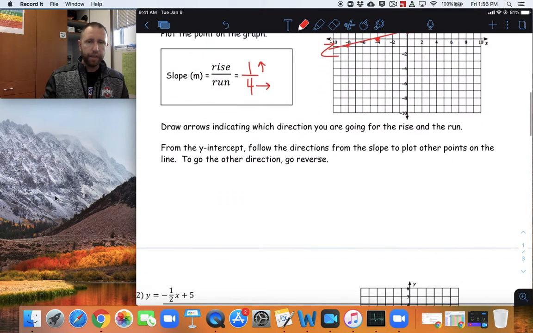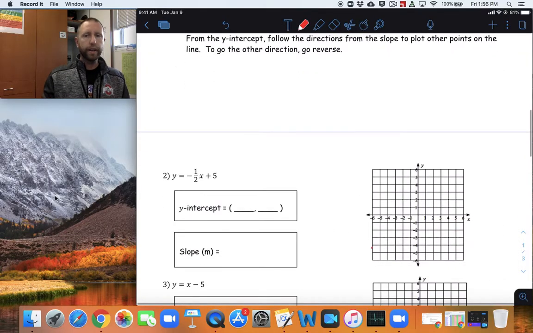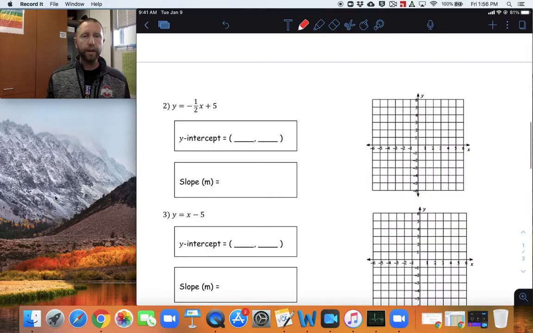Now, if you look on the next page, I'll move through these ones a little bit more quickly, but I'm just doing the same thing. Start with the y-intercept, graph that first. That's why we call it the beginning point. So for this second example here, y equals -1/2 x plus 5, my y-intercept is 0, 5, right? And that's the point I'm going to graph first, all the way up here.